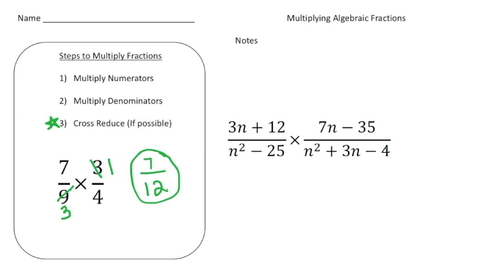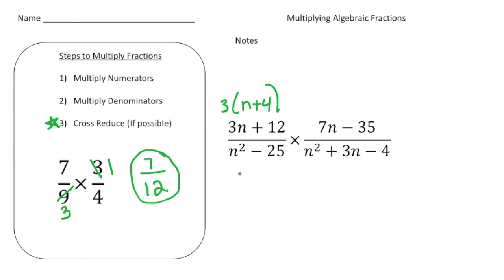Now take a look at this fraction problem over here. Now this looks complicated, but really it's done the exact same way. Okay, so I'm going to, again, see if I can first cross-reduce. Now in order to cross-reduce, I have to see what the common factors are. Okay, so for 3n plus 12, I'm going to factor it. So it's going to be 3 times n plus 4.